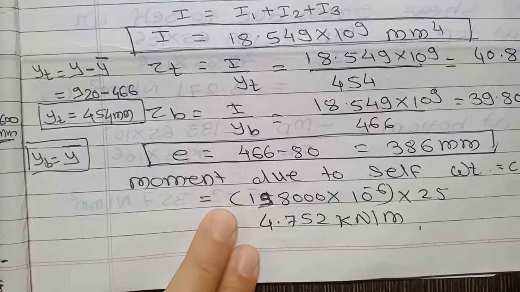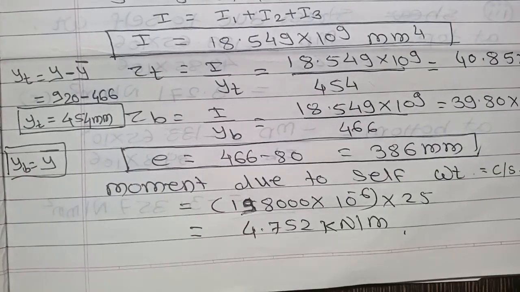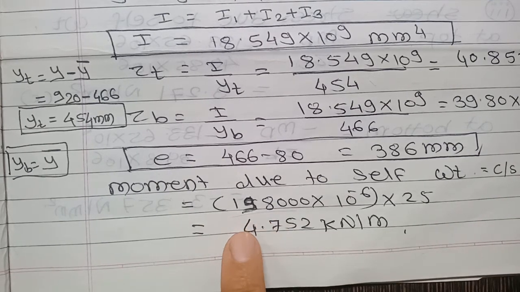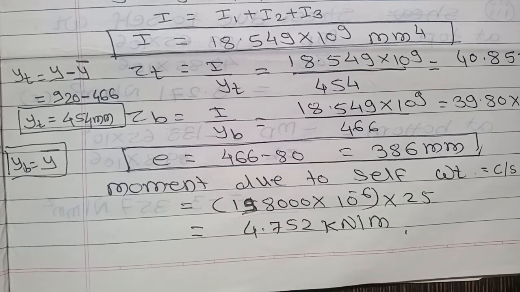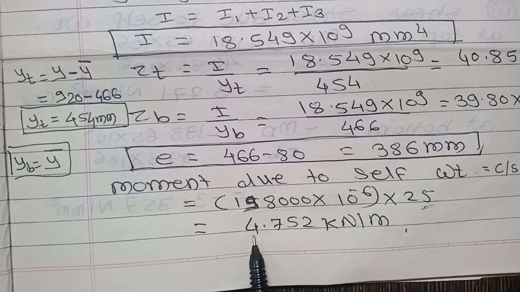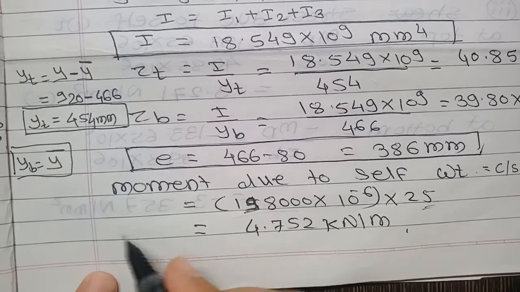Now calculate moment due to self-weight. We know the formula to calculate self-weight, that is cross-sectional area into density of concrete. We know density of concrete is 25 and cross-sectional area is the total cross-sectional area, that is A1 plus A2 plus A3. We found previously the addition of this A1, A2, A3, that is 19.198 into 10 raised power of minus 6 into density of concrete, that is 25. We got self-weight, that is 4.752 kilonewton per meter.